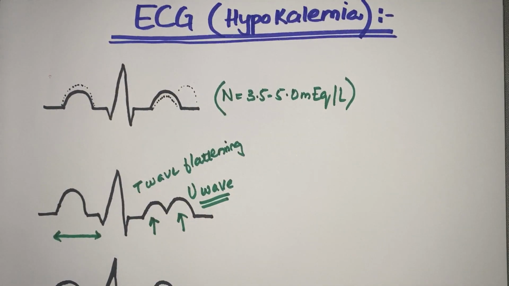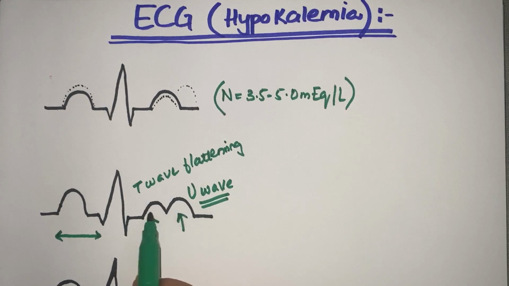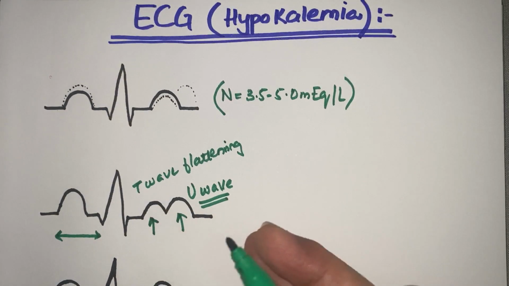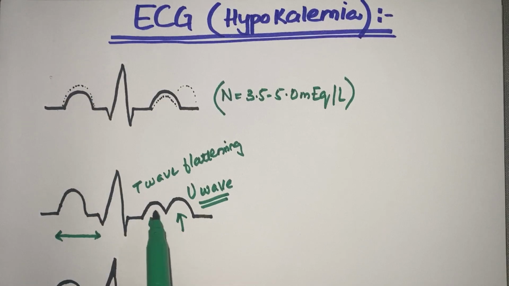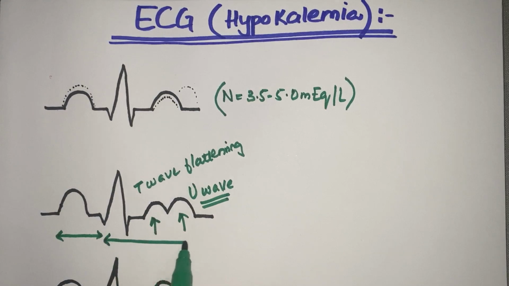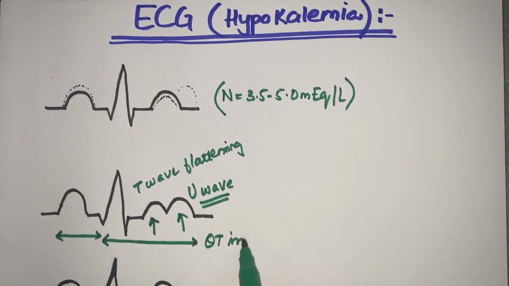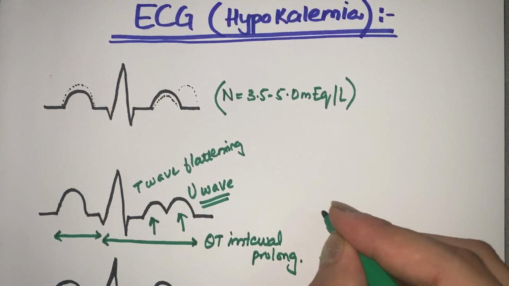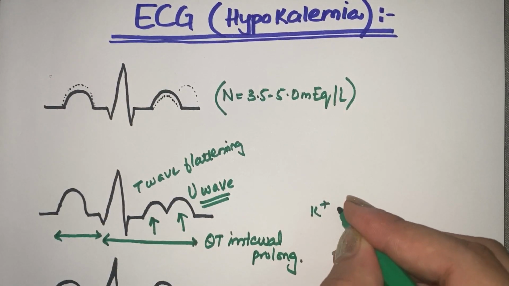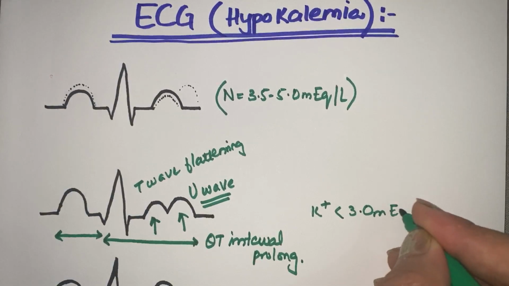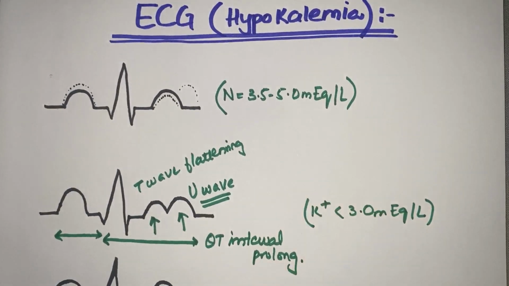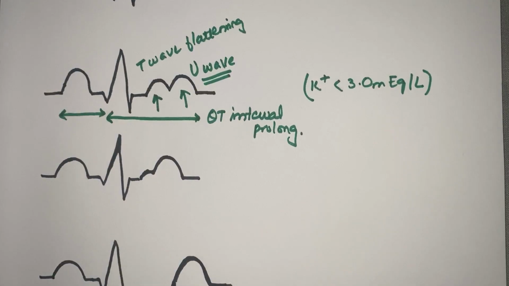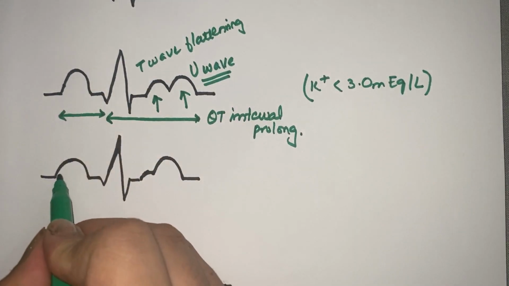Because of this T and U wave change, the U wave is becoming more and more prominent and the T wave more and more flattened in the progressive series. So the QT interval will start to become prolonged. These occur when the level of potassium ions is now less than 3 milliequivalents per liter. Moving on to the third, the P wave will be slightly raised.